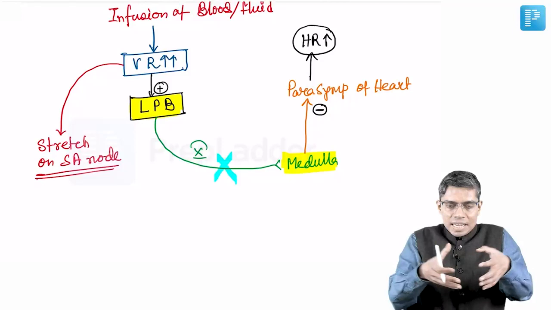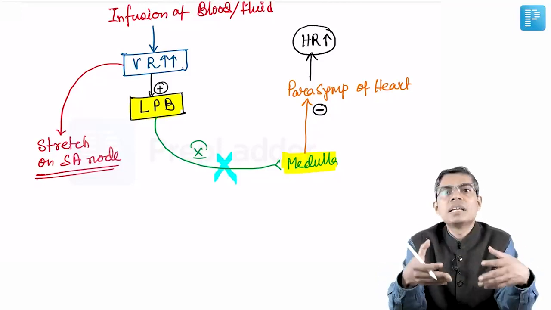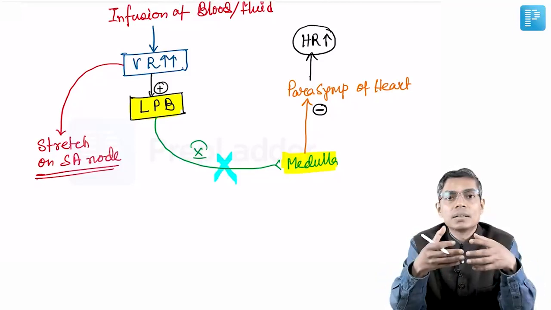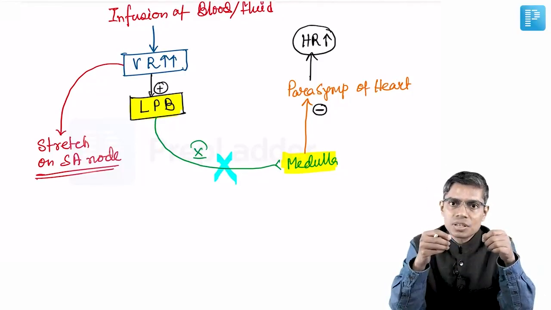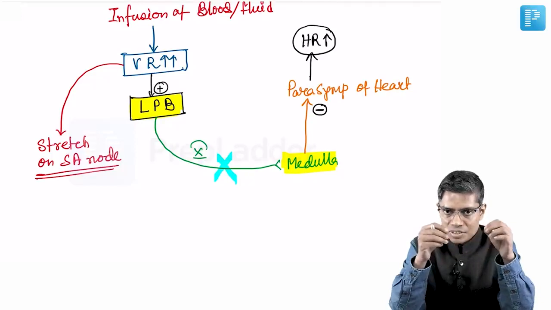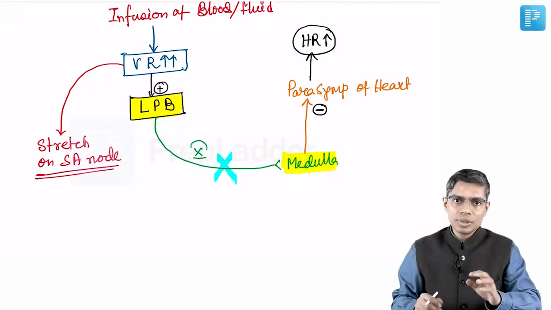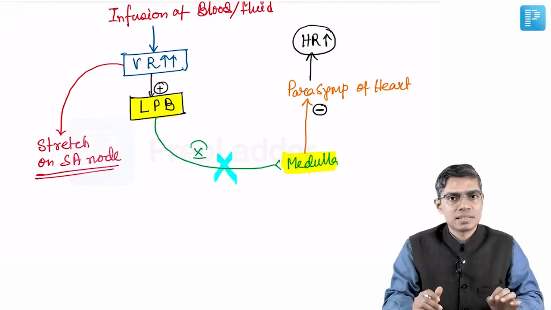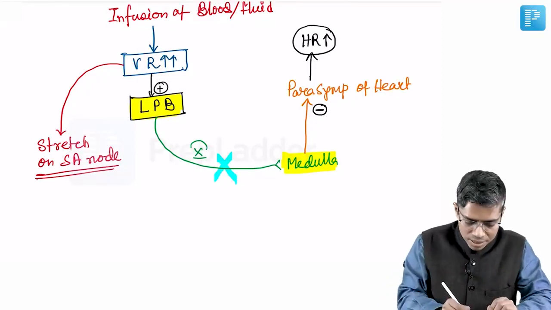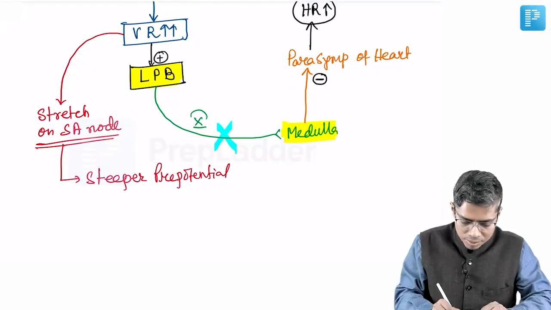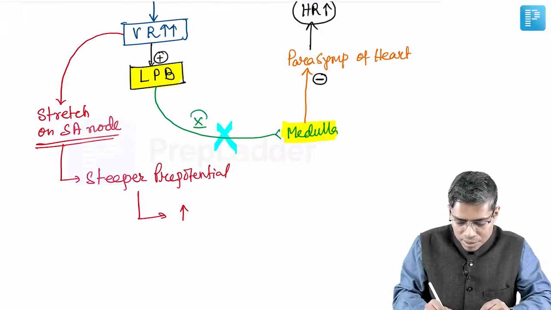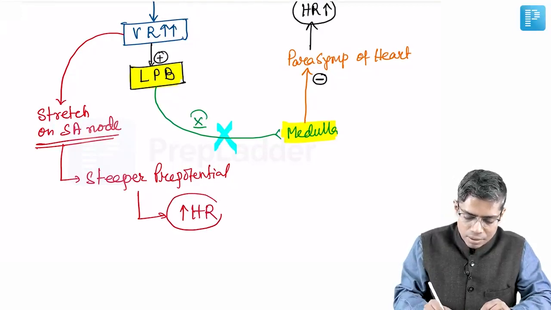I told you that the right atrium wall will be stretched, activating the Bainbridge reflex, right? But what about the SA node, which is present at the level of the right atrium? Yes, that will also be stretched. If the SA node is stretched, there will be opening of some additional channels during the prepotential phase, because of which there will be a steeper prepotential at the SA node. We have discussed this prepotential earlier. Because of the steeper prepotential, there will also be increased heart rate.